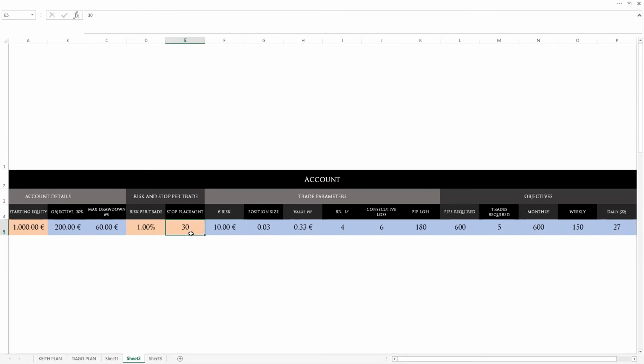Now let's say I use a 50 pip stop. This should have changed. Did it change? No, it won't change until I get some more value. So let's say I got a 50 pip stop and I'm trading a 1 to 5. That means I need 4 trades to achieve this goal.